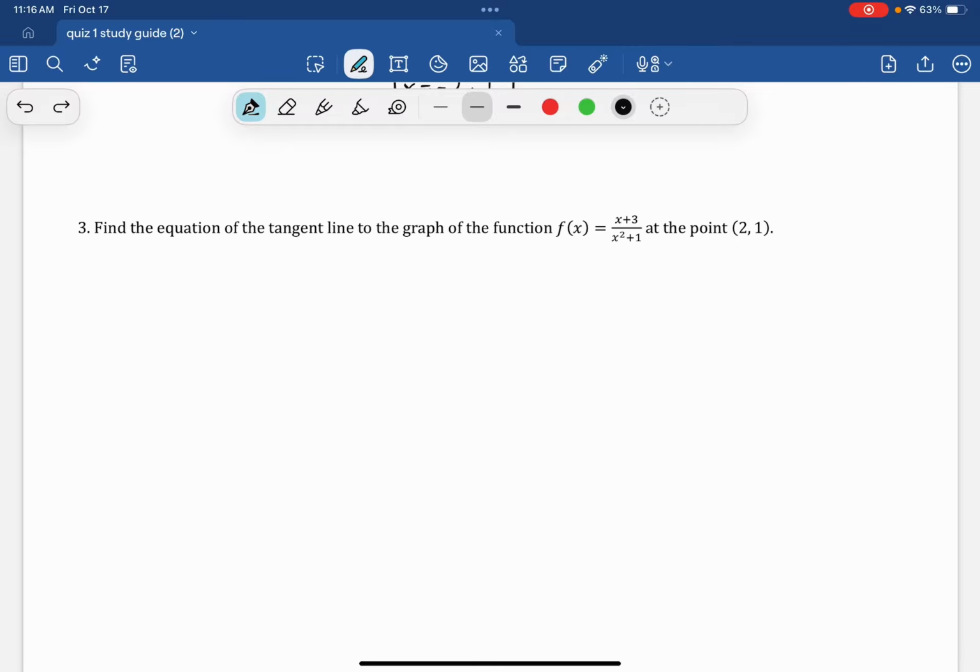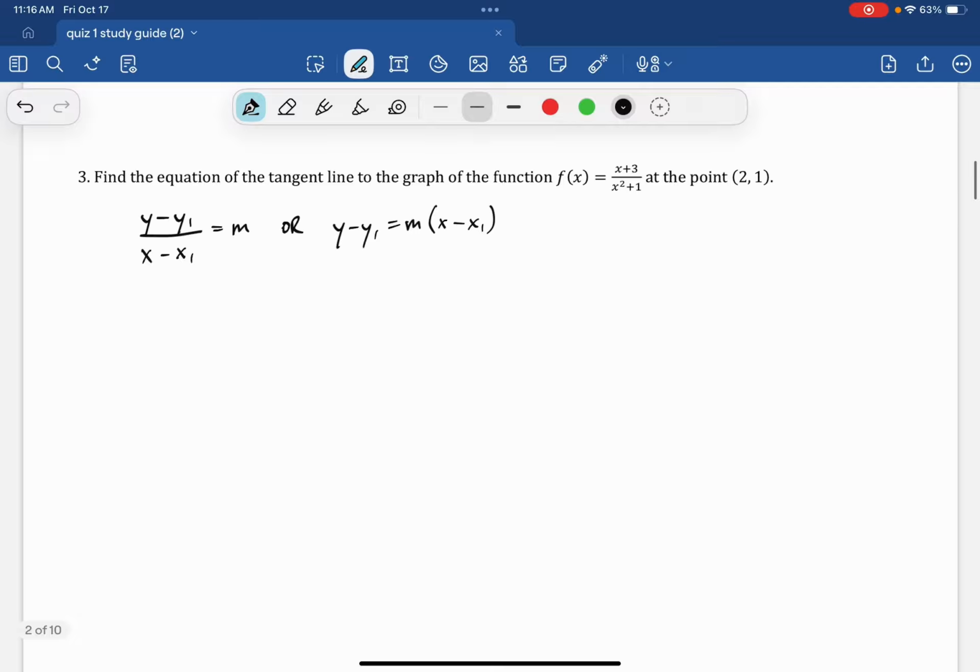So it's very important that you have point-slope form memorized. Remember, that's y minus y1 over x minus x1 equals the slope, m. Sometimes this is also written as y minus y1 equals m times x minus x1. And you can see that those are obviously equivalent. So first, let's calculate the derivative of f of x, and then we're going to have to plug in x equals 2 to find what the slope is at that particular point. So let's calculate the derivative.